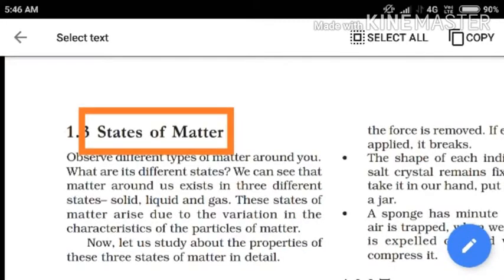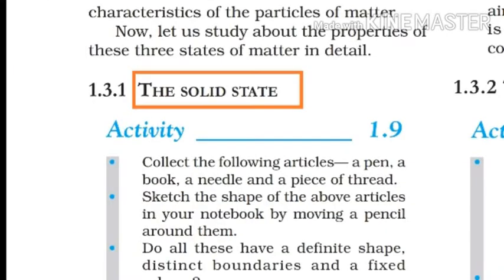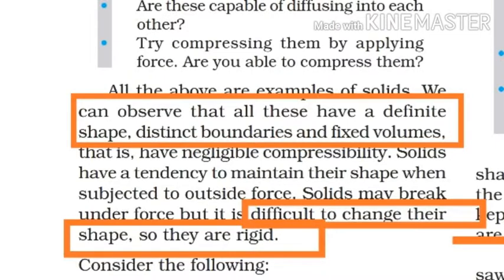Let's start with the states of matter. The three common states of matter are solid, liquid and gas. The solid state. Pen, pencil, rubber, chair, table, these are all solid matter. Solids have a definite shape and fixed volume, and also they are rigid.